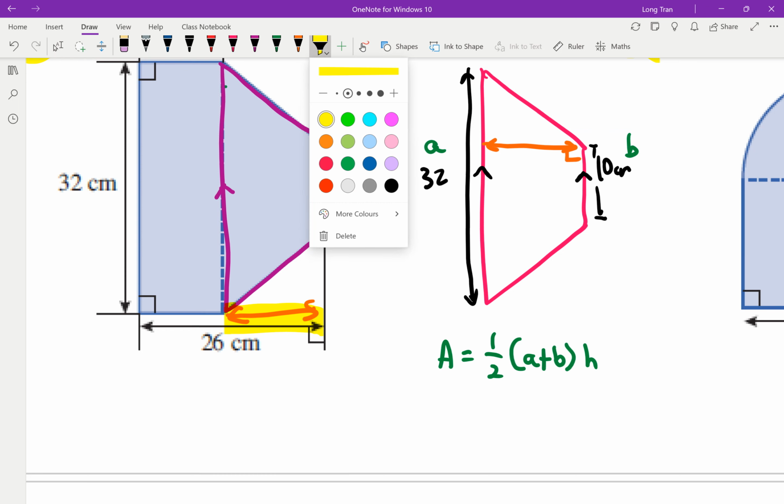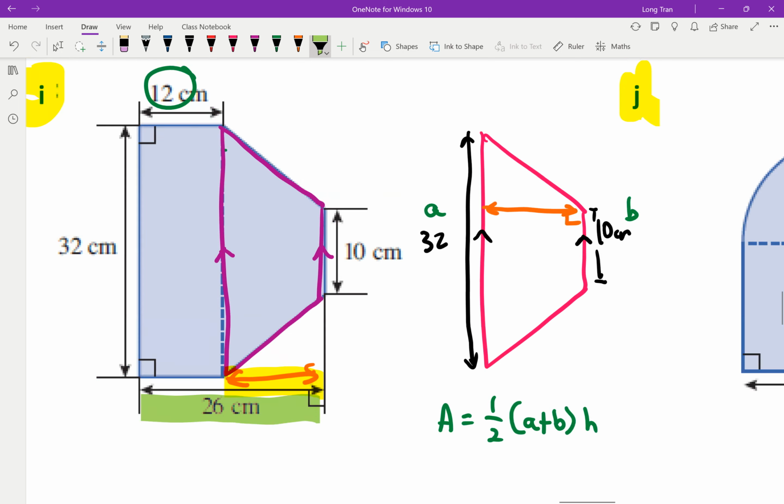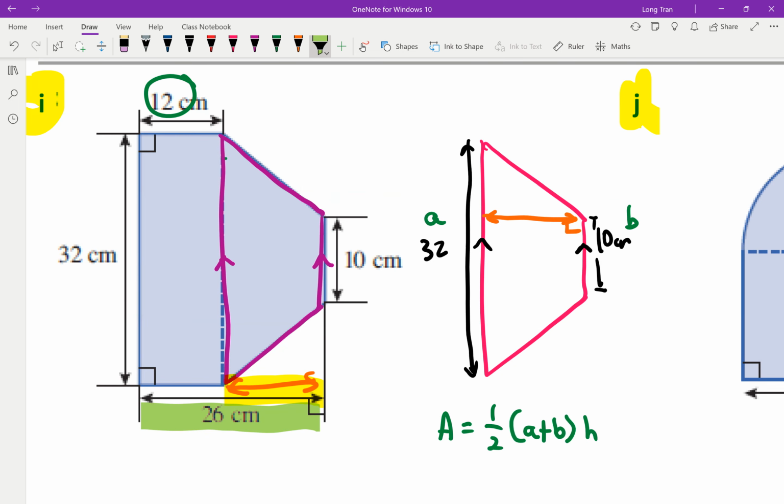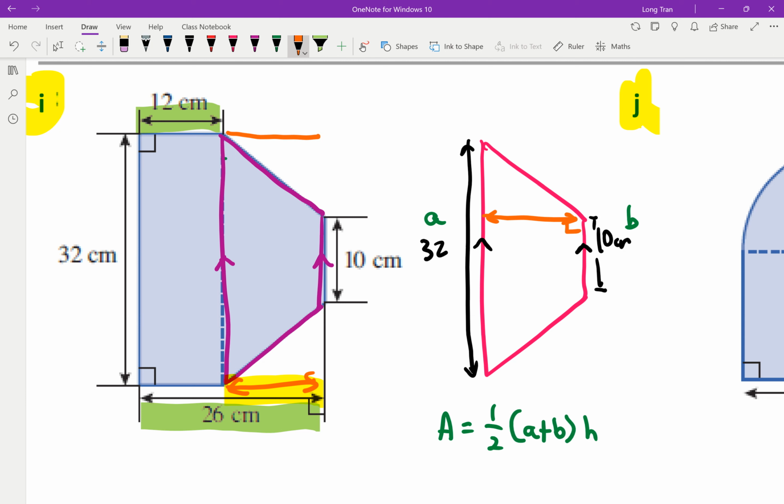What am I given? Look at the diagram. I've got from here to here is 26, and I know that from here is 12. How do I figure out this remaining length from here to here? Okay, hopefully you figured it out. 26 take away 12 gives me that this had to be 14. So 12 plus 14 will give you a total of 26. So that means the height from here has to also be 14.